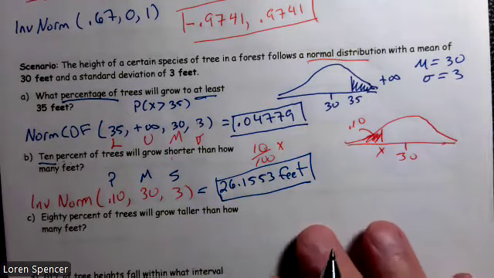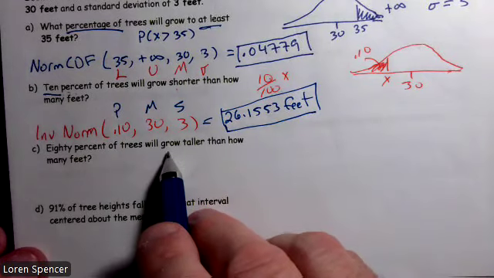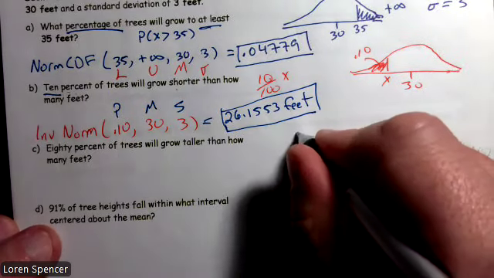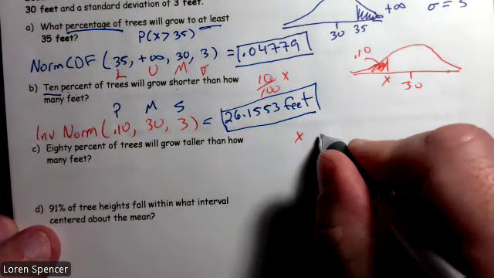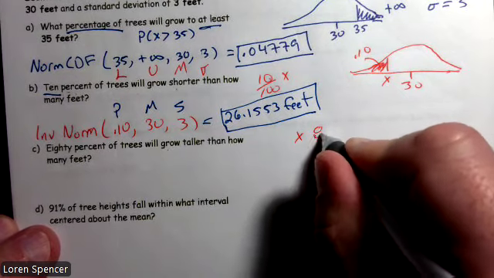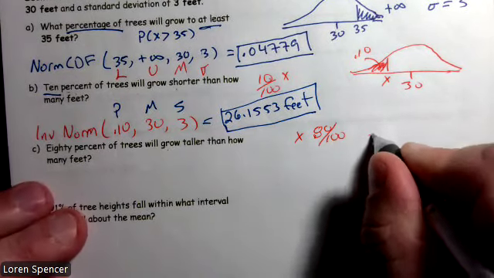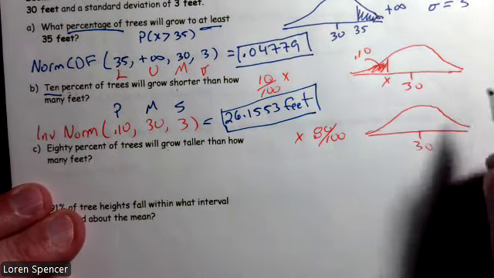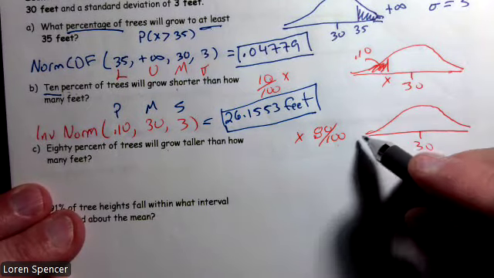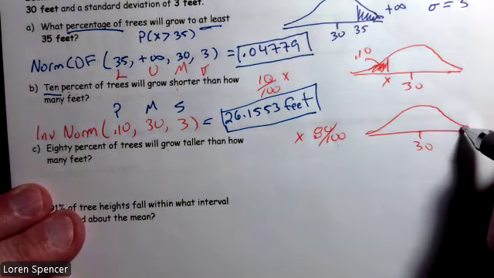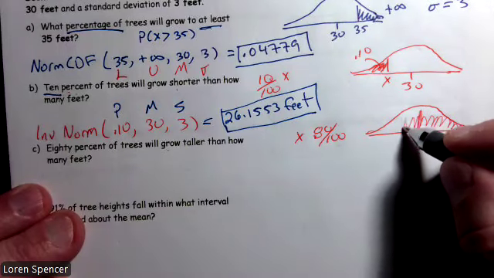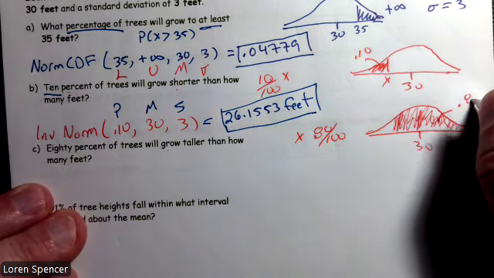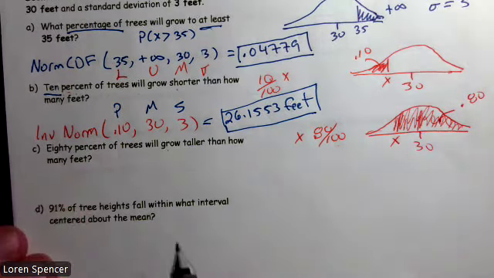There we go. 80% of the trees will grow taller than how many feet? Well, in this case, I put my X. Taller is on the upper side, so this is up here at 80. 80 over 100. My picture is going to look something like this, centered at 30. Well, 80 over 100, that's 0.80. This is 50%. So I'm starting here and I'm going this way. There's 50%. So I got to cross that. And I need this area right here to be 0.80. And I'm looking for this X value.